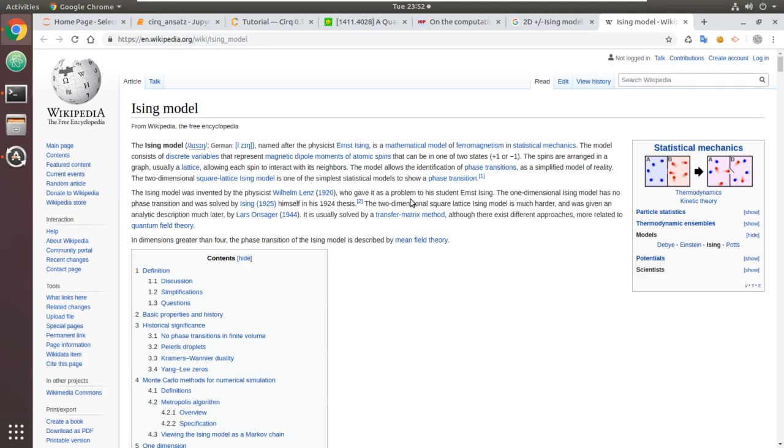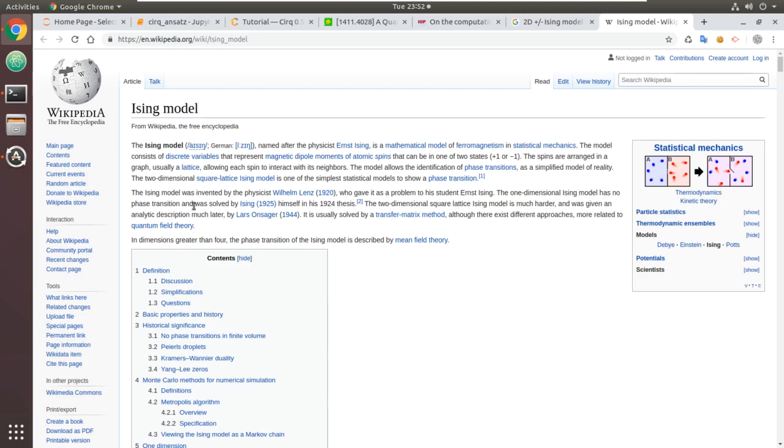The spins are arranged in a graph, usually a lattice, allowing each spin to interact with its neighbors. The model allows the identification of phase transitions as a simplified model of reality. The two-dimensional square lattice Ising model, this is exactly what we're focusing on, is one of the simplest statistical models to show a phase transition.